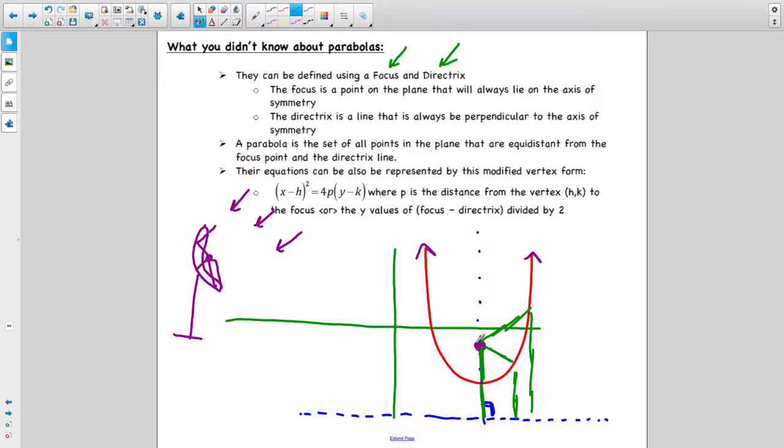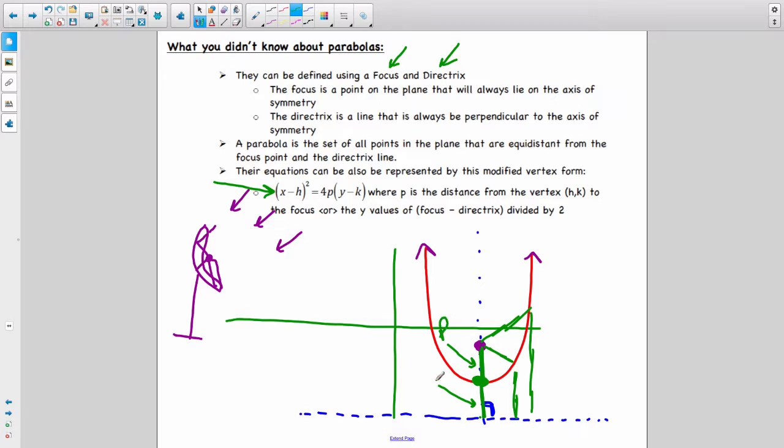Given that information, the focus and the directrix, we can come up with a parabola in this form. The h and the k still stand for the vertex, which would be this guy right here. But this p that we're introducing is the distance right there, or the distance right there. You'll notice that they're the same, right? They have to be. The definition says a parabola is a collection of points equidistant from the focus and the directrix.